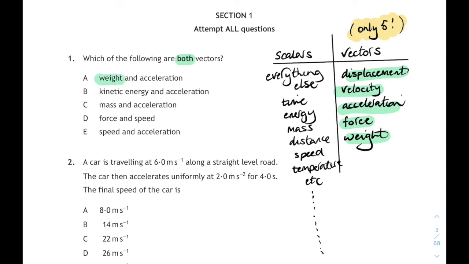Let's look at A. Weight and acceleration. Yes, they're both vectors. Let's check the other ones though. Energy. Nope. Energy is a scalar. What about C? Mass. Nope. Mass is a scalar. D. Speed. Speed's a scalar. And E. Oh, there's speed again. Speed is a scalar. So there's only one vector in all the other answers, so both vectors is answer A.